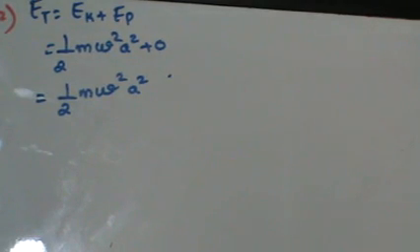Right? When the particle was between the mean and extreme position, even then the total energy was half m omega square a square. When the particle is in mean position, even then the total energy is half m omega square a square. Let's consider the particle in extreme position.